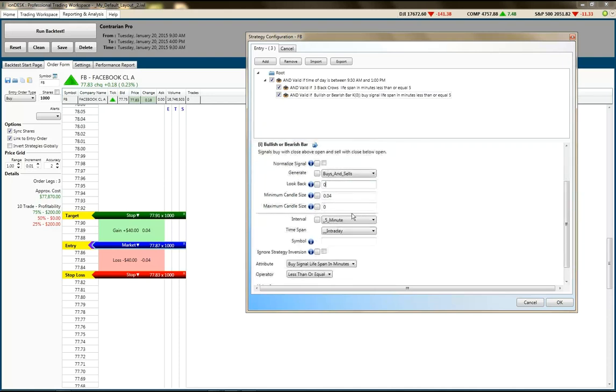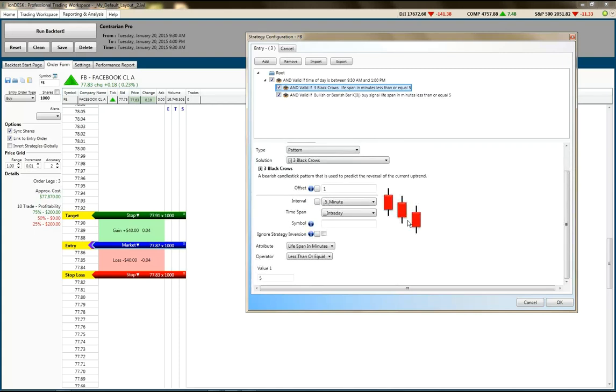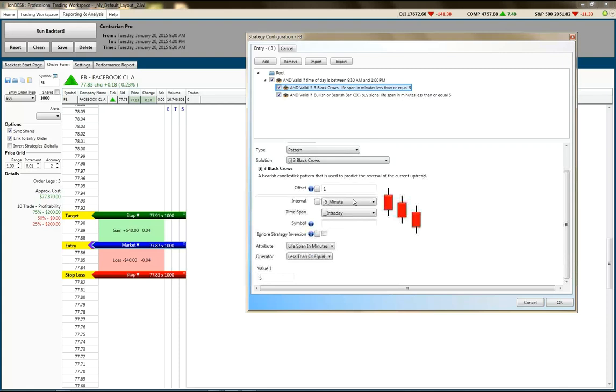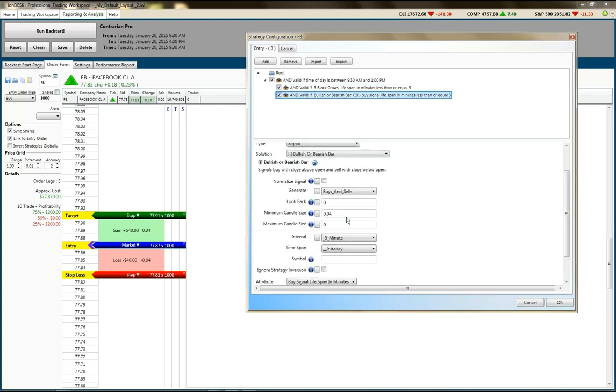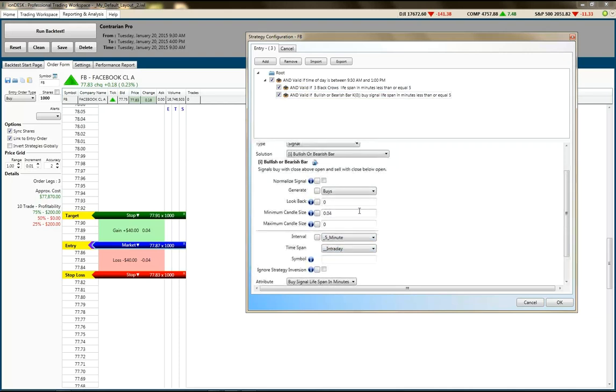Okay, so what we're saying is that now we want to see this pattern 1 candle back, or I should say offset one candle, and then we want to see a green candle here, because we're going to specify buys, and we want it to be greater than, or we're going to say the minimum size 3 cents. It really doesn't matter. I'm just doing this to kind of give you an idea.